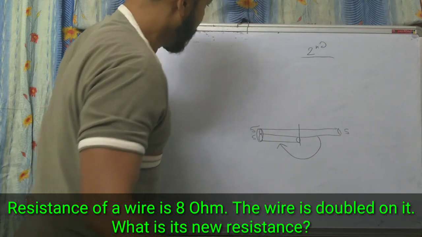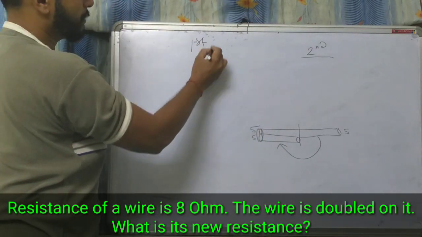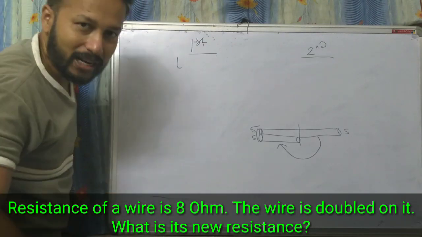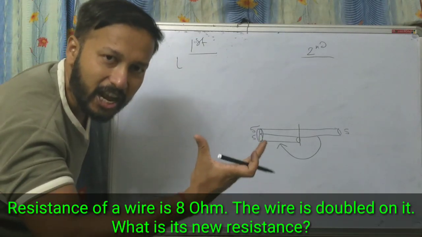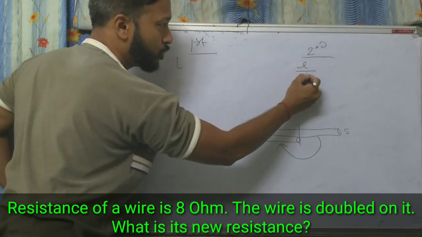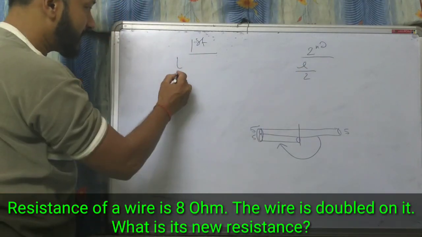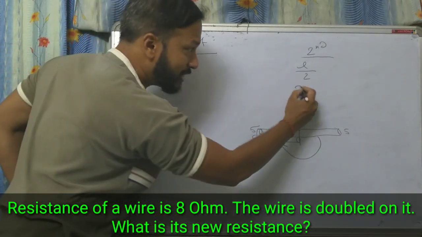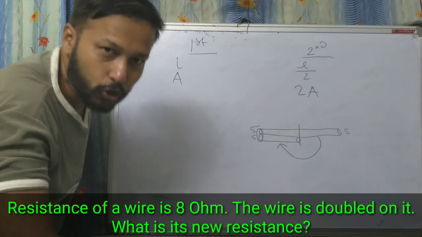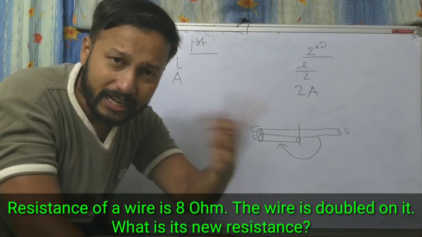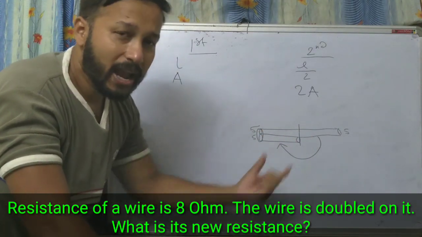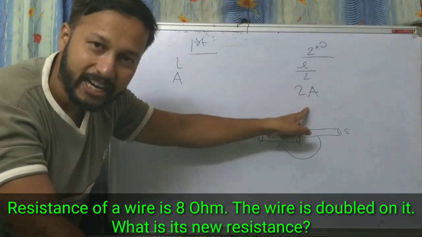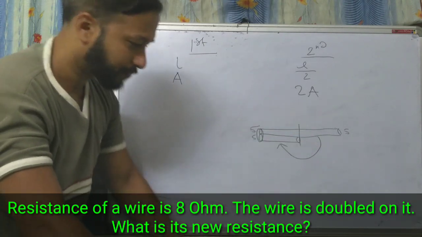Let us see. This is the first case and this is the second case. In the first case, length equal to L. In the second case, length is getting half, so L by 2. In the first case, area is A. Then area is getting double, so that is 2A. First it was 5, now it is 10. So area is getting double.